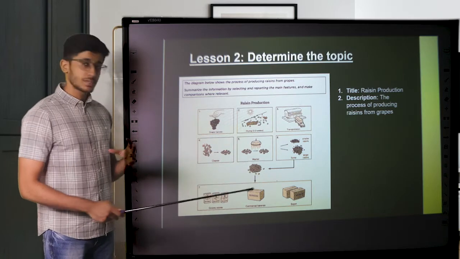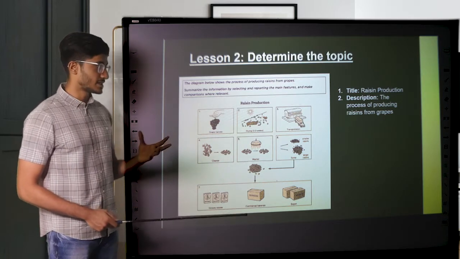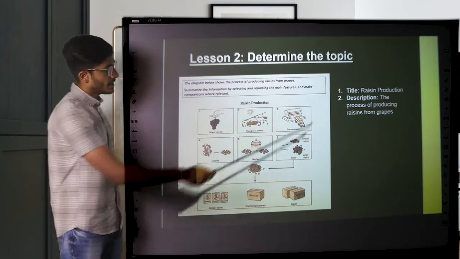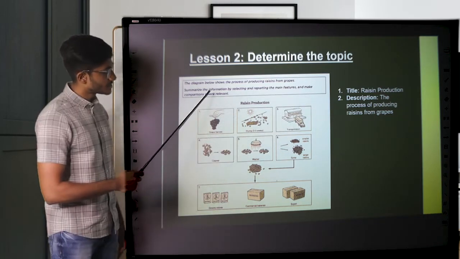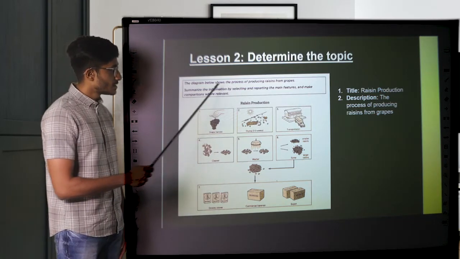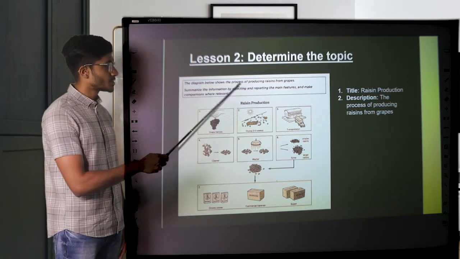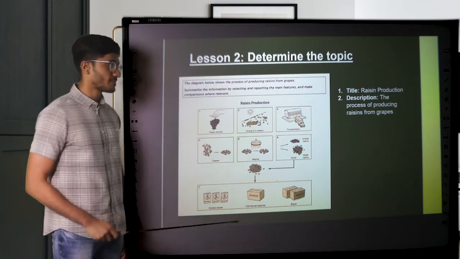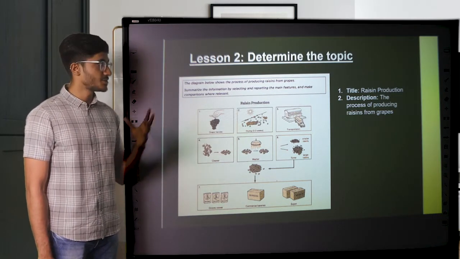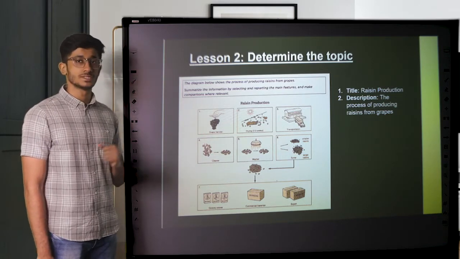So let me go over how you should do it exactly. The title again is the title of the graph, and the description is actually written in the instruction where it says the diagram below shows the process of producing raisins from grapes. So here you have two key pieces of information which are necessary for you to understand what the diagram is about.